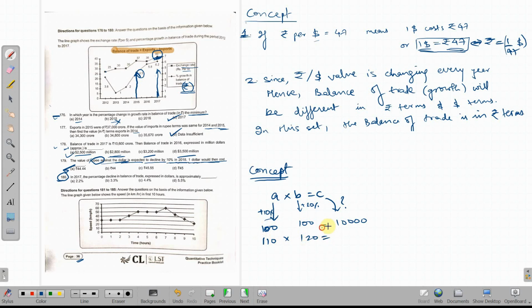So after the changes, the value of C would become how much? So 11 into 12 is 132, तो 13200. This has increased by 3,200. 3,200 is what percentage of 10,000? So you will basically say that will be equal to 32%.